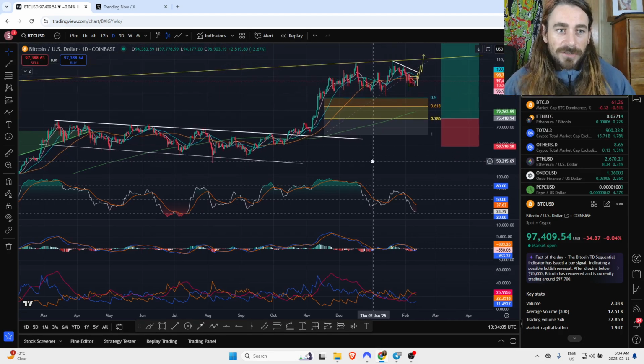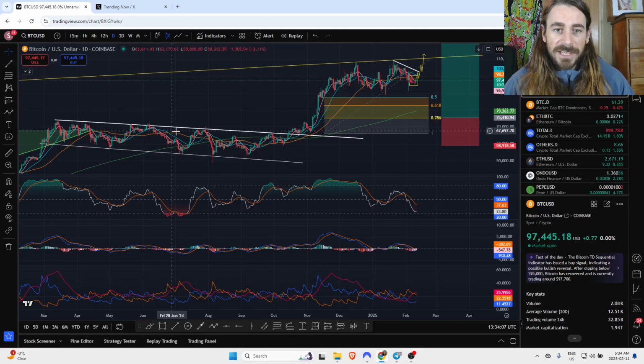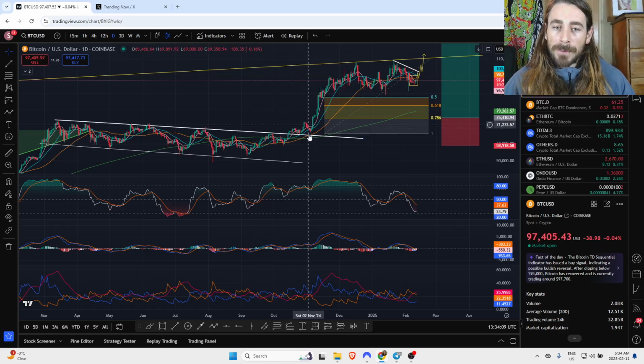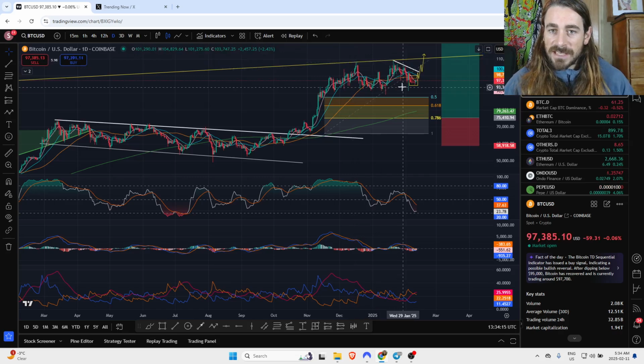So again, we're just looking at this. We had this long consolidation pattern I pointed out before. We broke out, back tested it. Great swing trade right here, rode up to new resistance, and then again, we're just in this consolidation.